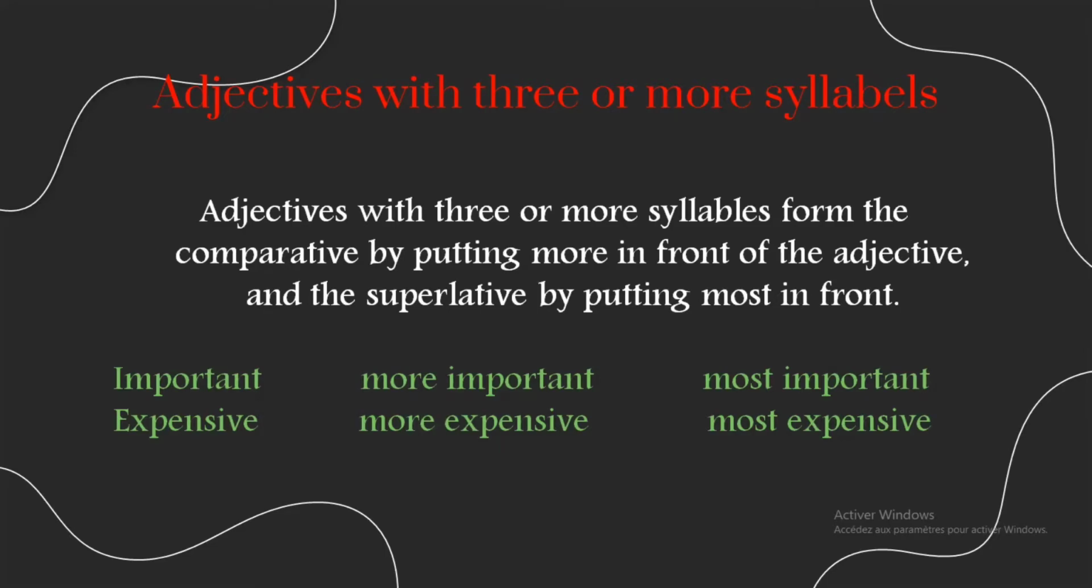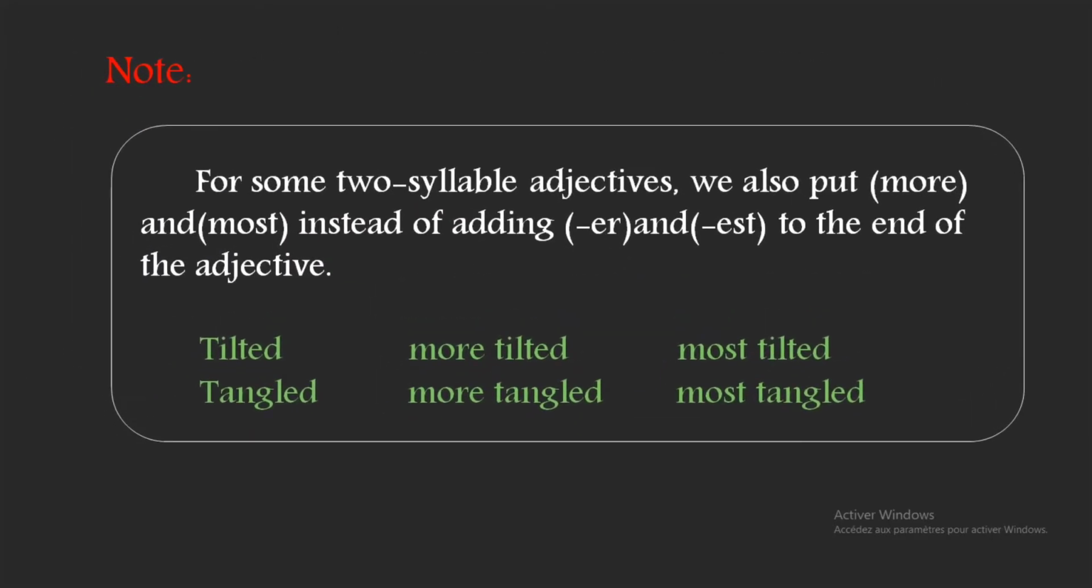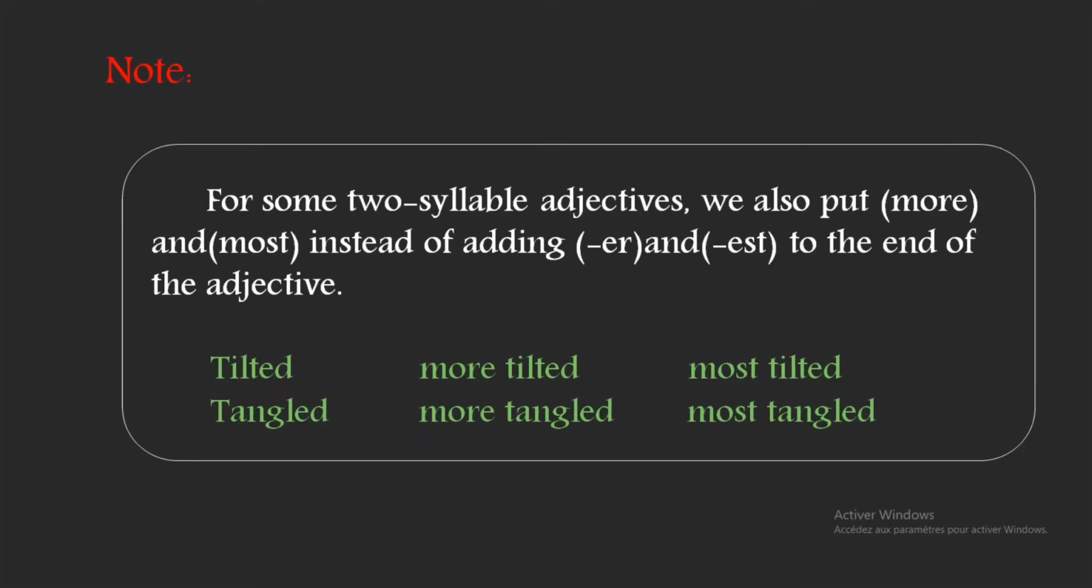Example, important in the comparative becomes more important. In the superlative becomes most important. Expensive in the comparative becomes more expensive. In the superlative becomes most expensive. But you should pay attention. For some two-syllable adjectives, we also put more and most instead of adding er and est to the end of the adjective.